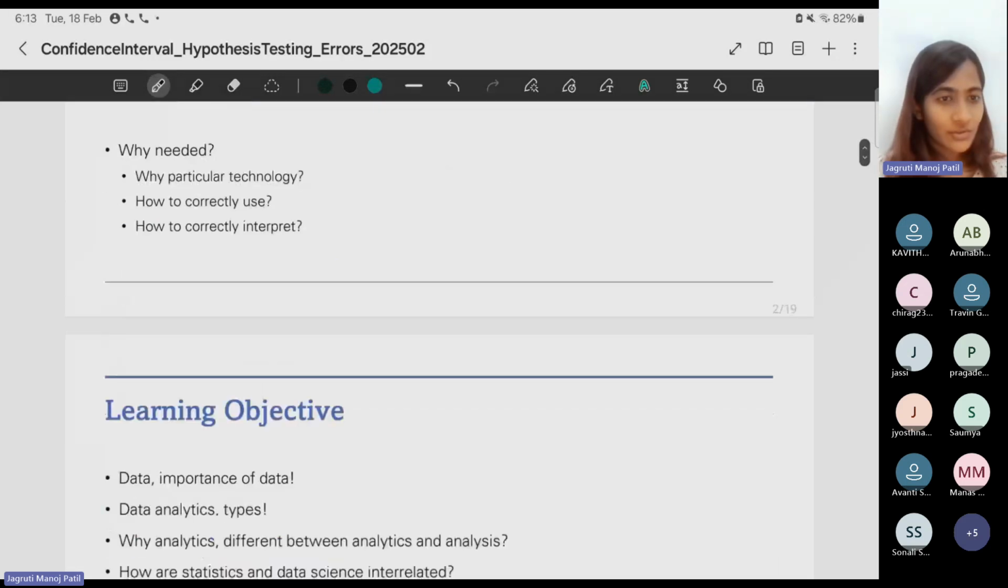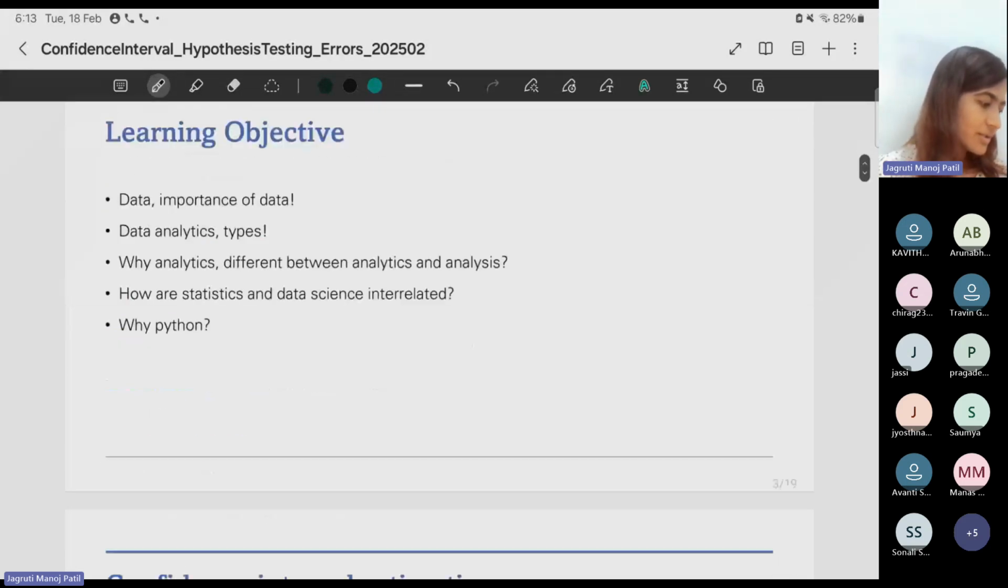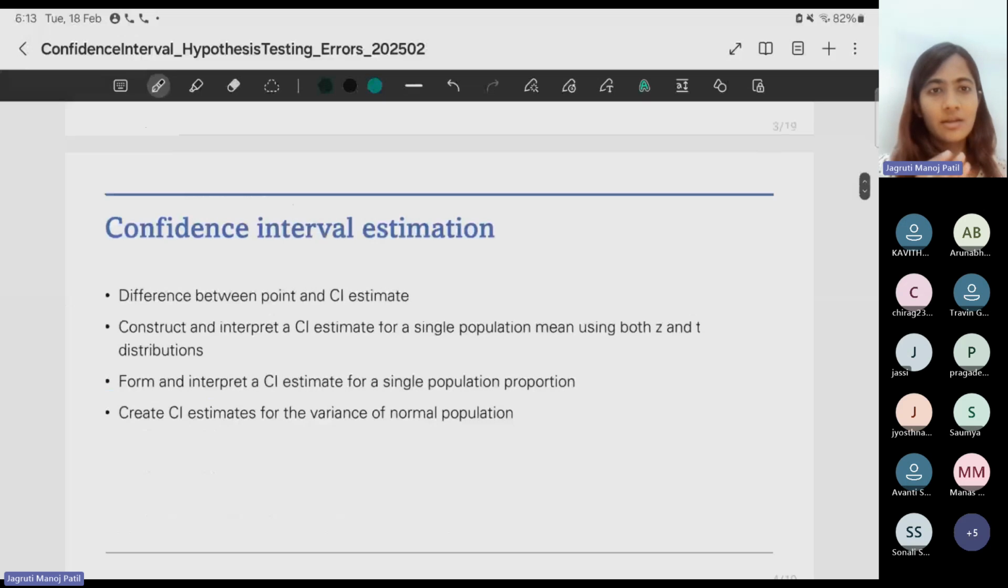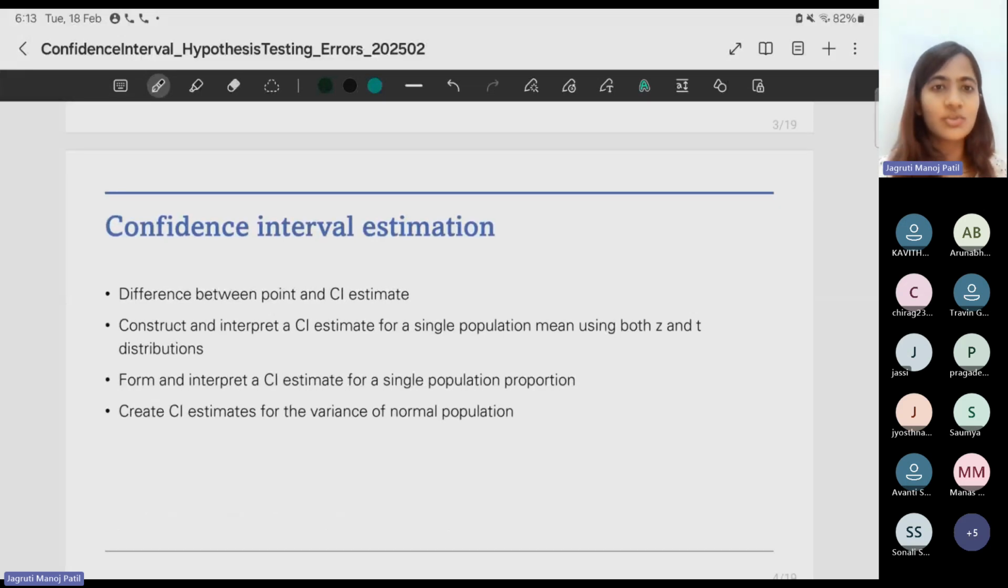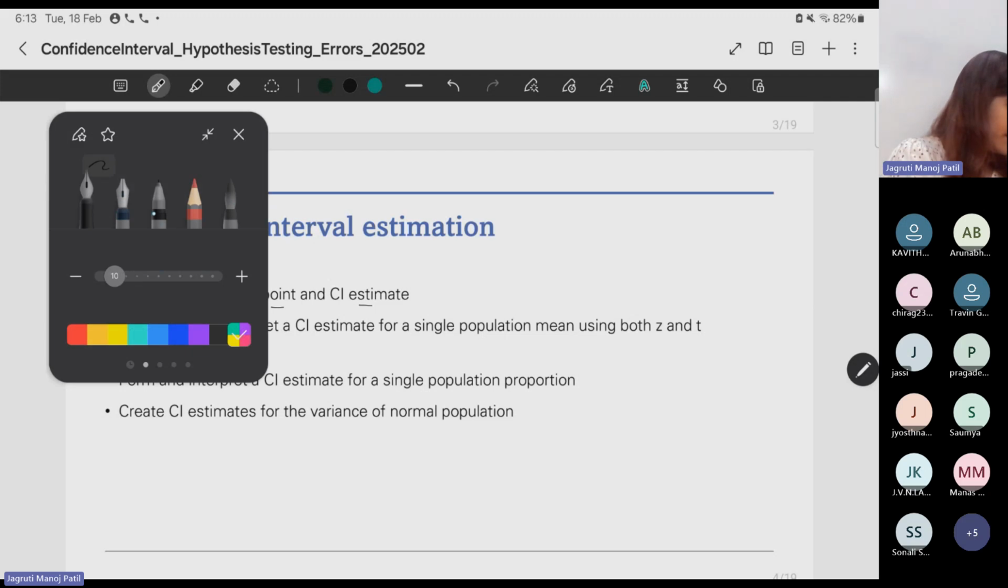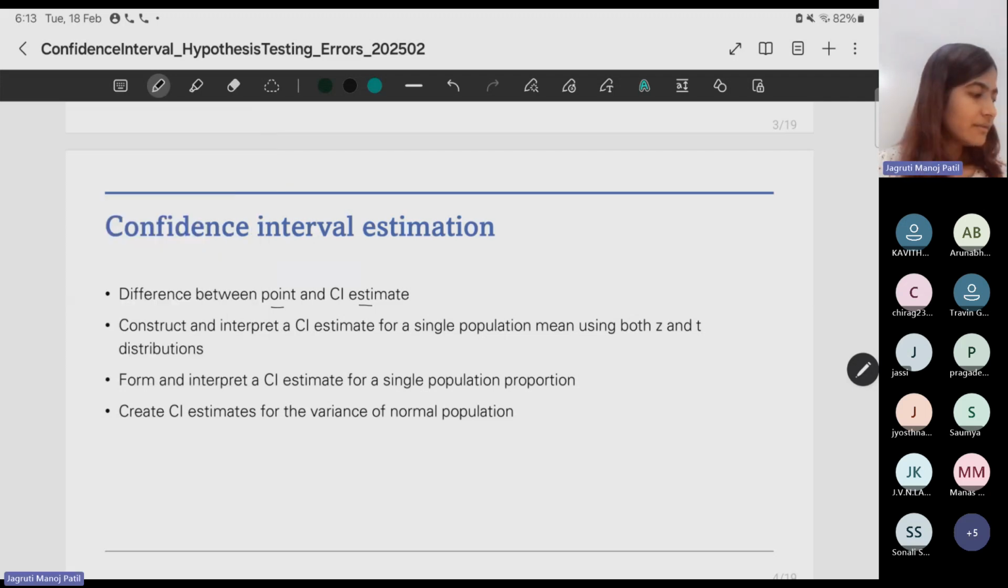We know why we are doing this course and what its learning objective is. Now we have started with stats, we know the different distributions, we know sampling. What we don't know is how we see the interval. There are two different estimates: last time we saw there were point estimates and interval estimates. We want to see the difference between those estimates. We'll construct and interpret that estimate for a single population, using both Z and T distributions.